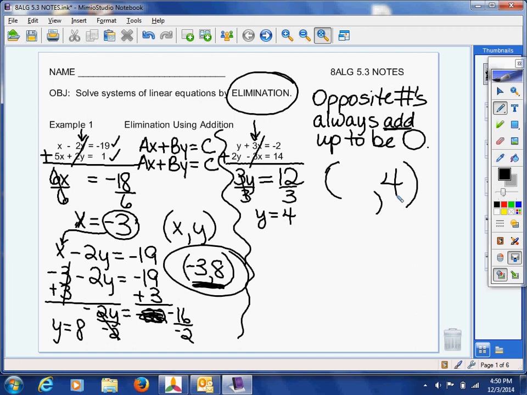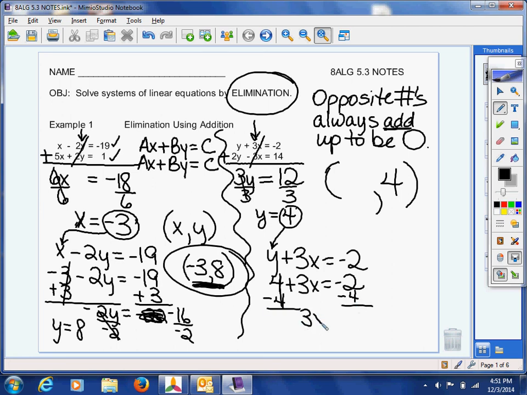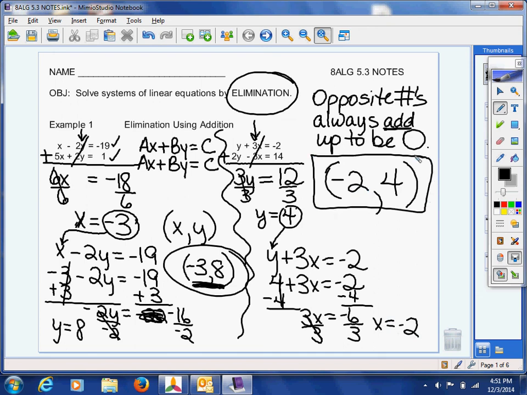Now we need to go back and find the x. So pick one of the two original problems. I like the top one, y plus 3x equals negative 2. I'm going to take that 4 and plug it in for y. 4 plus 3x is equal to negative 2. It's a two-step equation. Take away 4. Now we have 3x equals negative 6, and then divide each side by 3, and you're going to get x equals negative 2. And there's your answer. There's your point of intersection. If I were to graph these two equations on a coordinate plane, they would crisscross at negative 2, 4.